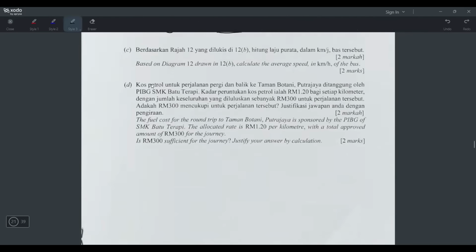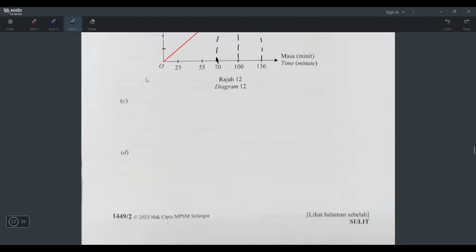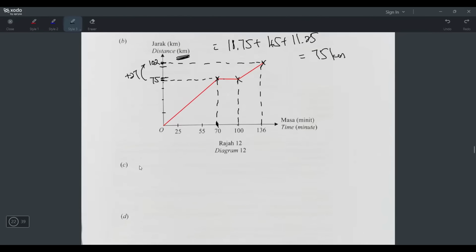Soalan C. Based on diagram 12 drawn on 12B, calculate the average speed in kilometer per hour for the bus. So I think I have to use this graph and calculate the average speed. Quite easy. To find average speed, we have to use the formula again: total distance over total time. So average speed equals total distance over total time. This time you don't have to find the total area because it's a distance time graph.